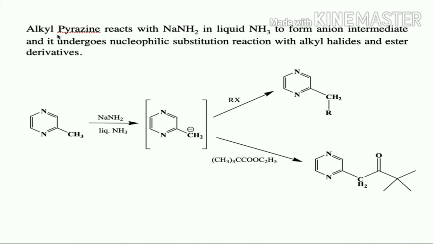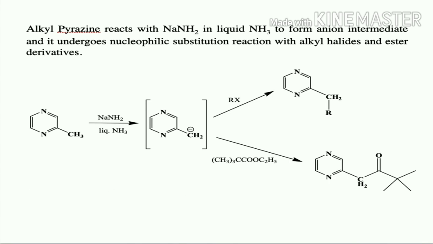Next, if alkyl pyrazine reacts with sodium amide in liquid ammonia, then due to the acidic nature of the methyl proton, it will not undergo the Chichibabin reaction. Instead, it is going to form a carbanion. This carbanion formed will undergo further nucleophilic substitution reaction with different substrates like alkyl halide, or it may react with ester. If it reacts with alkyl halide, it is going to form alkyl substituted pyrazine. If it reacts with ester, it is going to form the substituted derivatives. So these are the important reactions.